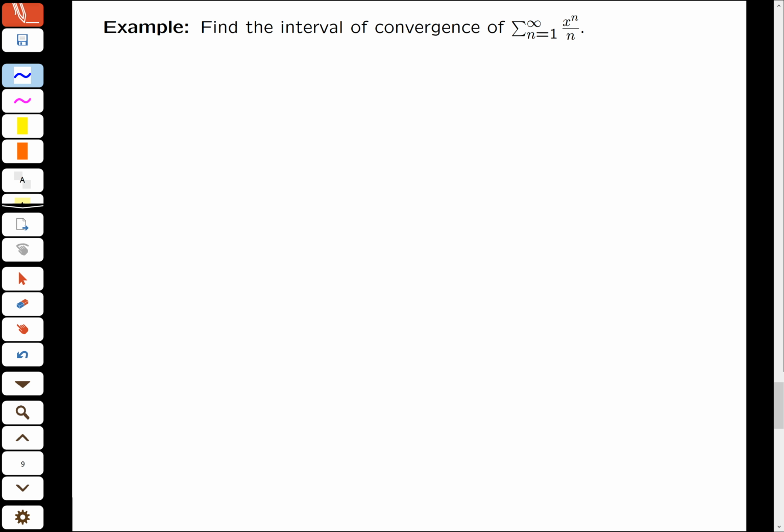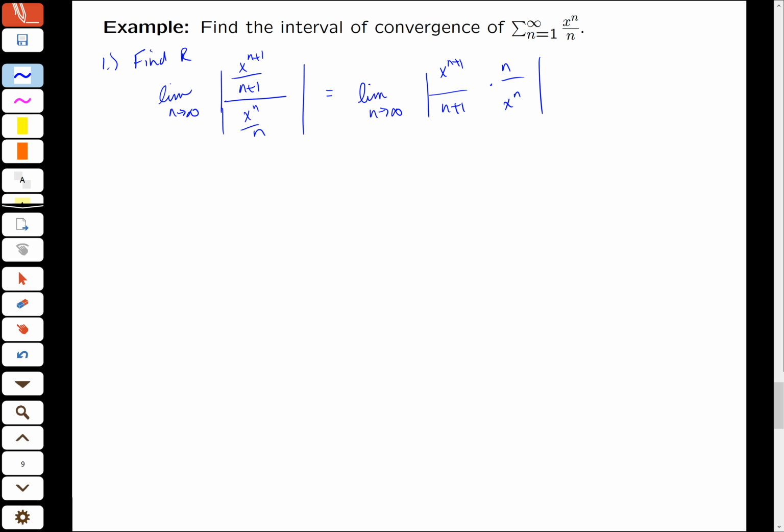We are going now to looking at intervals of convergence. Find the interval of convergence of x to the n over n. You're doing the same thing. You have to get to the radius of convergence. And then we're going to go on and find the interval of convergence. So I have to apply the ratio test. Limit as n goes to infinity. I'm going to have x to the n plus 1 over n plus 1, all divided by x to the n over n. What do we do with our denominator? Flip it, multiply, so we have x to the n plus 1 over n plus 1 times n over x to the n.